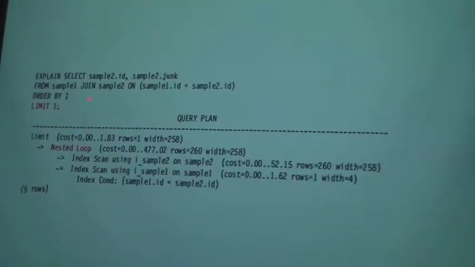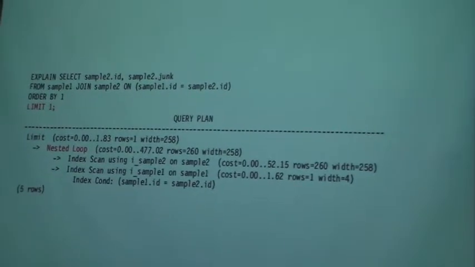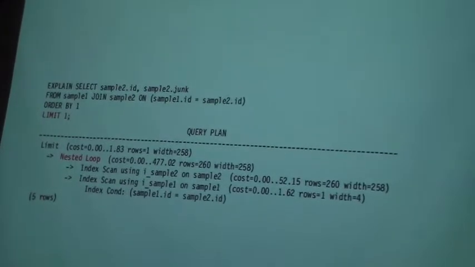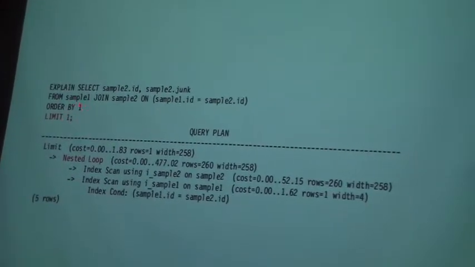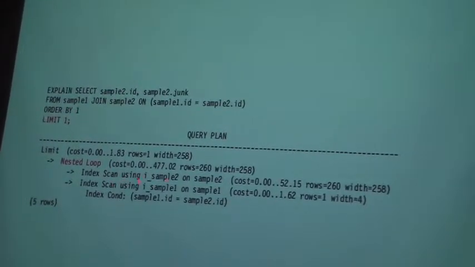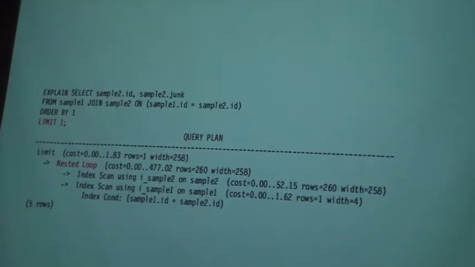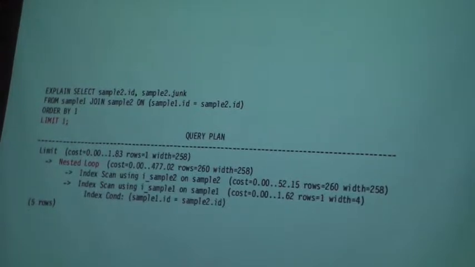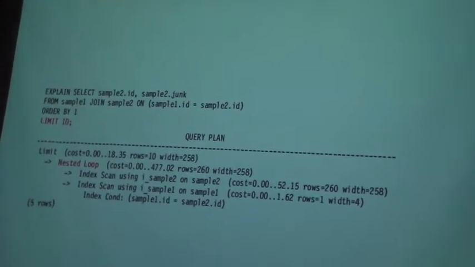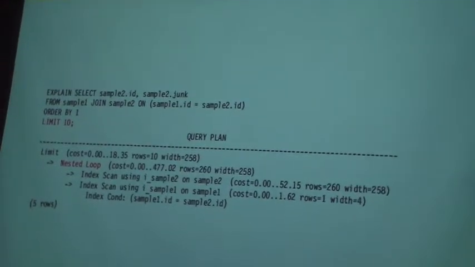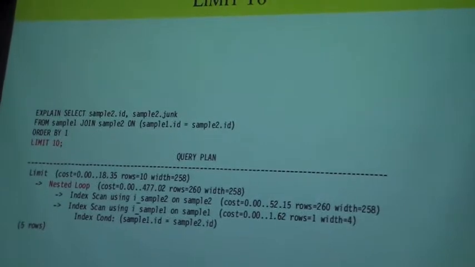However, what if I say limit 1? I say run that query, but optimizer, I really only want 1 row from that. All of a sudden, the optimizer can use an index that exists on the table, and instead of a hash join, now I'm doing a nested loop. Okay? What if I ask for 10 rows? Still a nested loop. It still thinks it's faster to do a nested loop with an index scan, pulling those rows based on the order by.